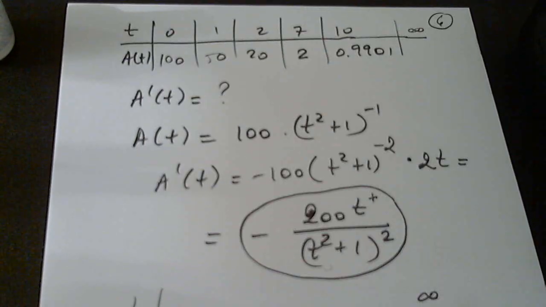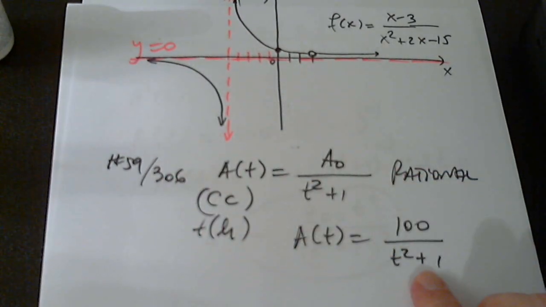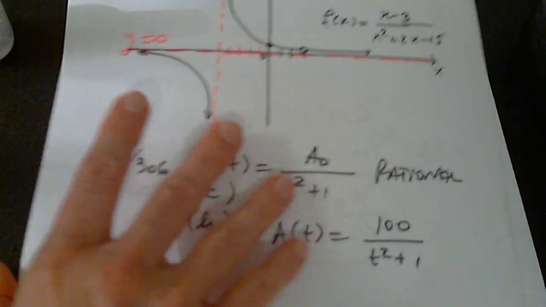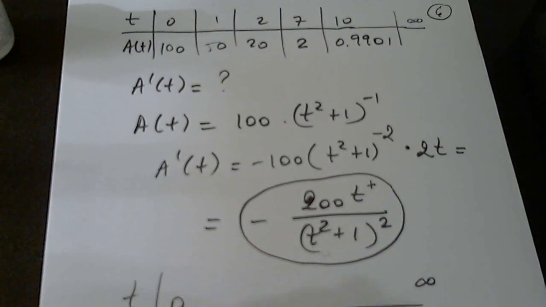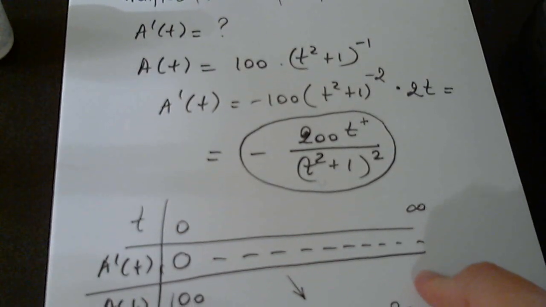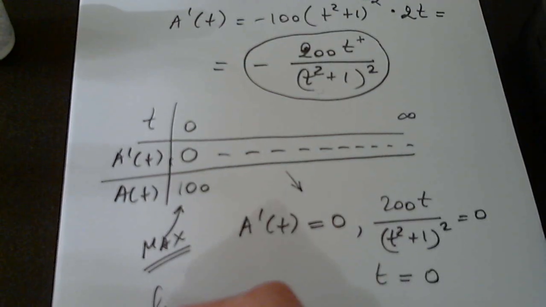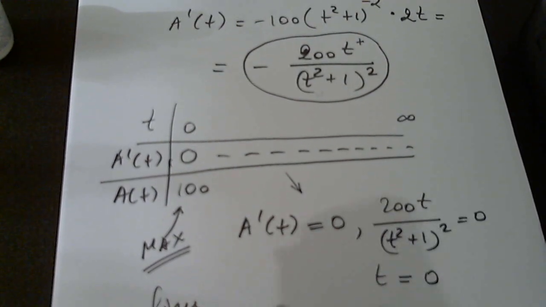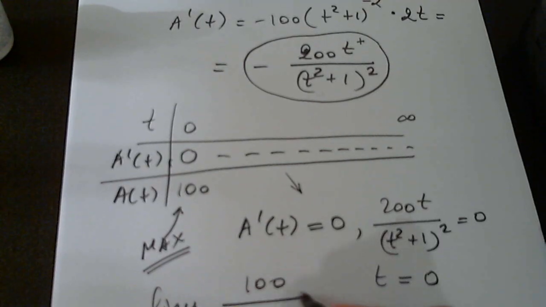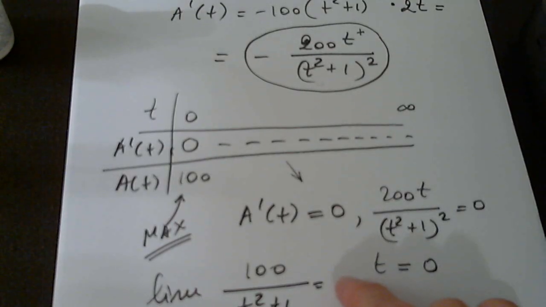Now, if we look at the function itself, and you want to determine the limit, because I need to fill in the table. The table has to be filled in. So I need this number here, or whatever it is. So I want the limit as t approaches infinity of the function 100 over t squared plus 1. What is this answer?